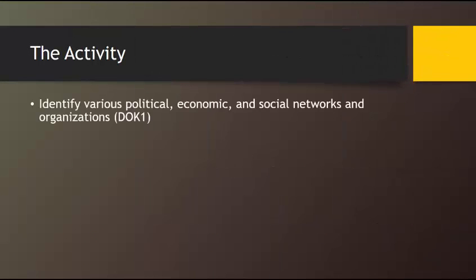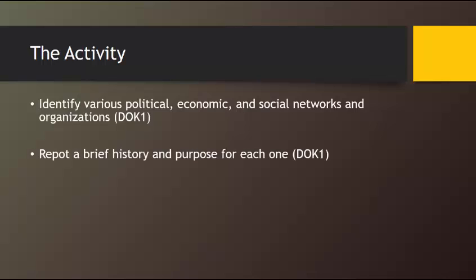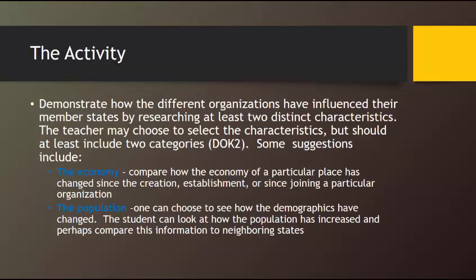The activity presented in this module will have students, first, identify various political, economic, and social networks and organizations. Second, report a brief history and purpose for each one. And third, demonstrate how the different organizations have influenced their member states by researching at least 2 distinct characteristics. The teacher may choose to select the characteristics, but should at least include 2 categories. Some suggestions include the economy.